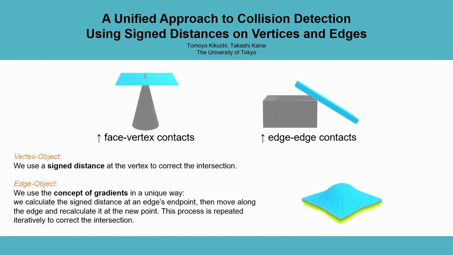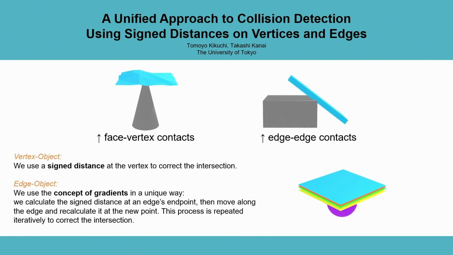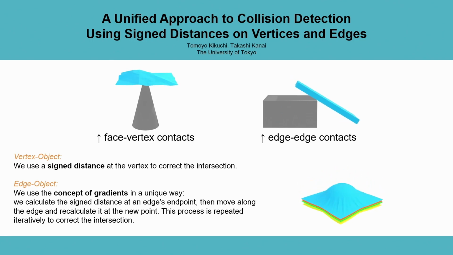Hello, I'm Tomoyo from the University of Tokyo. We proposed a unified approach to collision detection using signed distances on the vertices and edges. Our proposal can resolve the face-vertex contact and the edge contact. We just use signed distances on the vertices and correct the collisions. Then for the edge-object test, we use the concept of the gradient to find the nearest point on the other object's surface and then correct the collisions. We are looking forward to having discussions in front of the poster. Thank you.